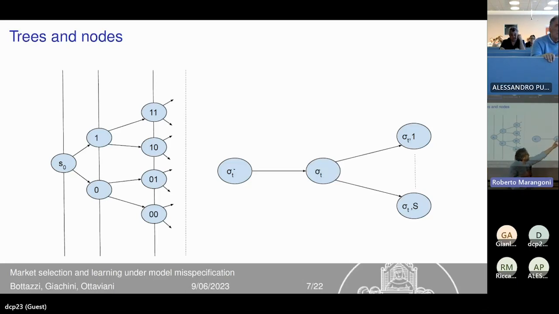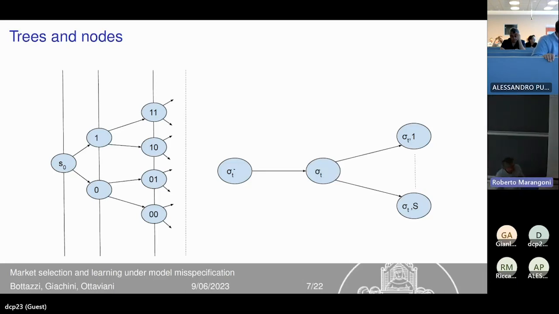For each story, there is a partial story, so I can indicate it with sigma minus. This is the partial story before, just the day before or the week before sigma t, and the future story. So this is all the possible stories in the following dates.